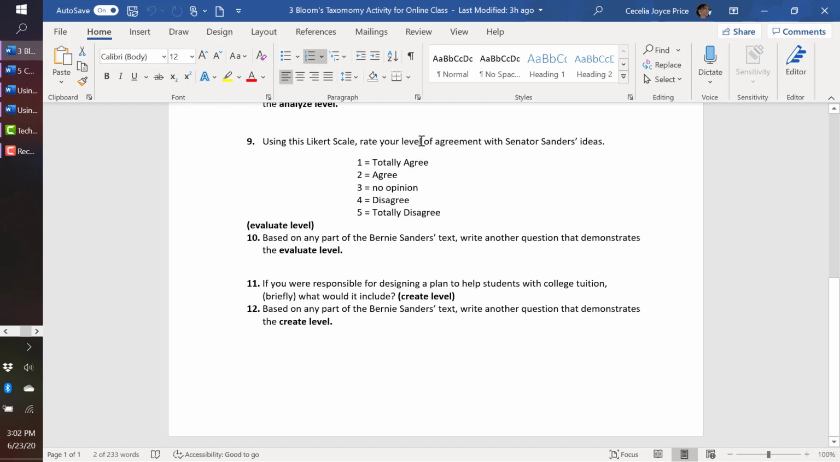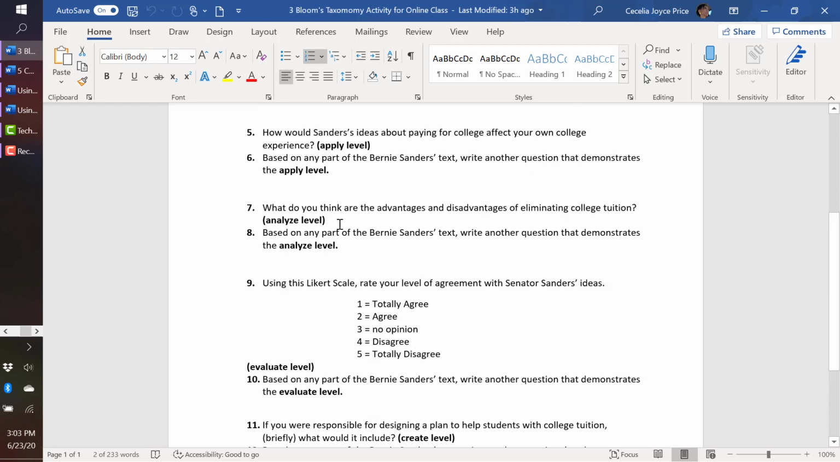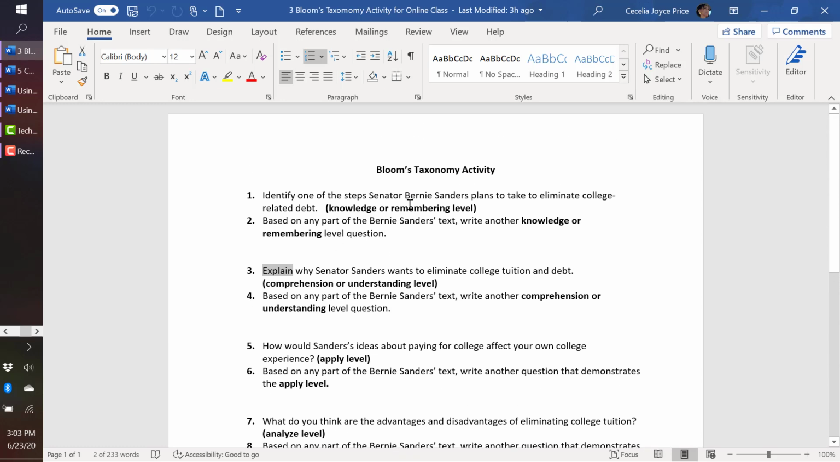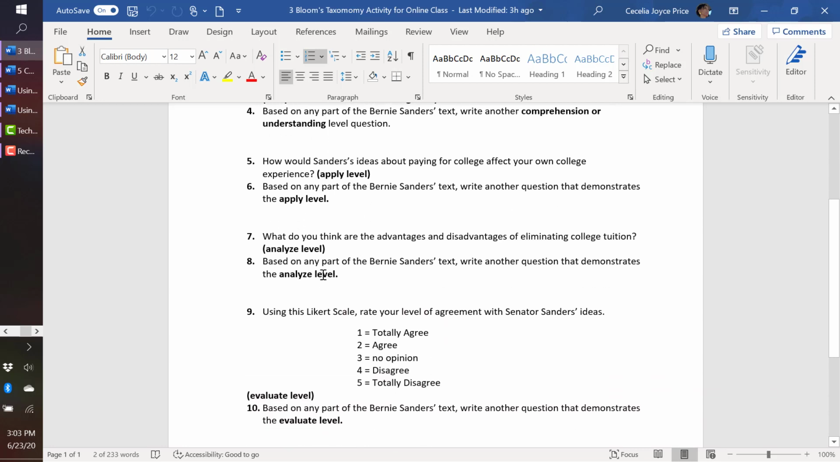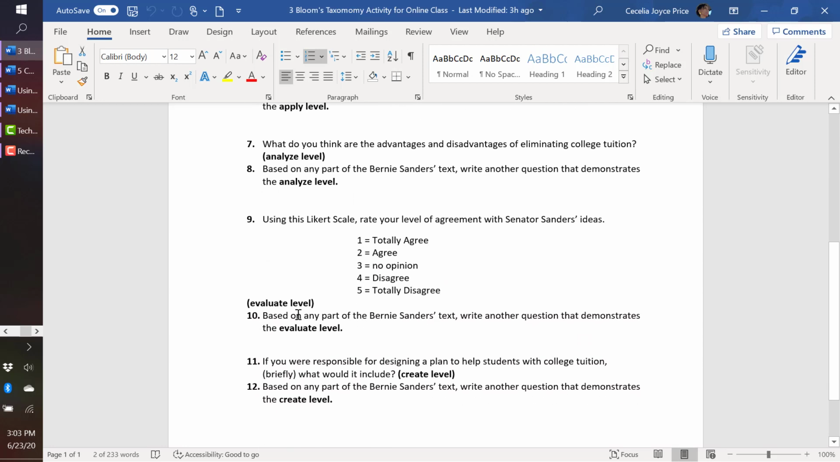So you're going to rate your level of agreement with Senator Sanders' ideas. Do you totally agree, no opinion, disagree, totally disagree? Remember, we're not answering the question. We're looking at the type of question. What level of thinking is required? We know that this is the evaluate level, okay? Now that we've done all this other thinking, lowest level, higher level comprehension, applying it, analyzing it, now we are judging it. We're evaluating it, okay?